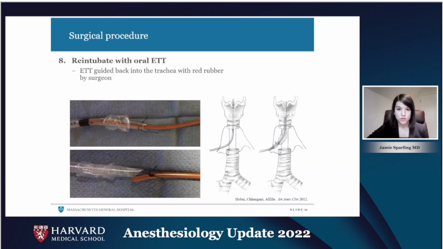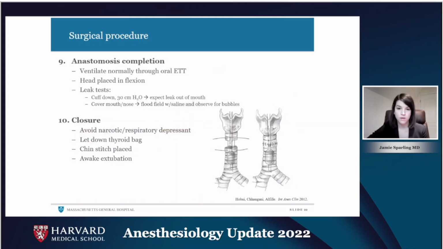Once all of the sutures have been placed, the surgeon reintubates with the oral endotracheal tube by guiding the tube back into the trachea using the red rubber catheter. Then the anastomosis is completed, the head is placed into flexion, and 2 leak tests are conducted.